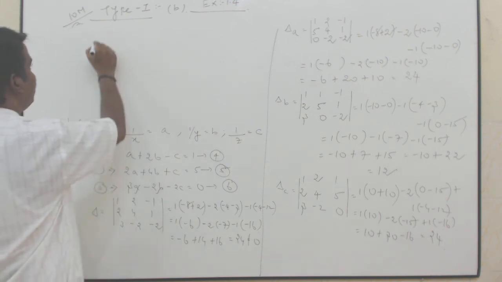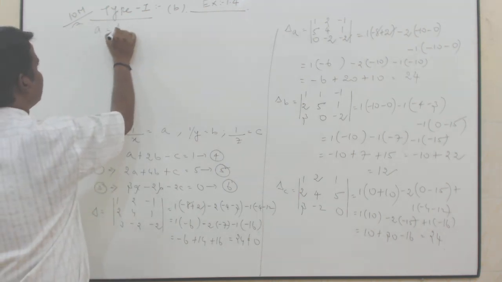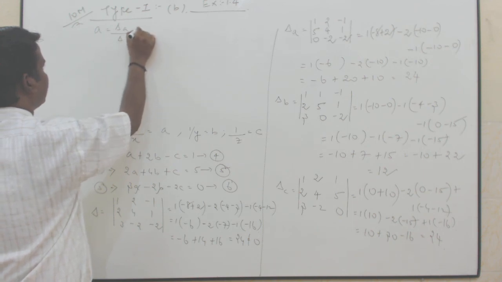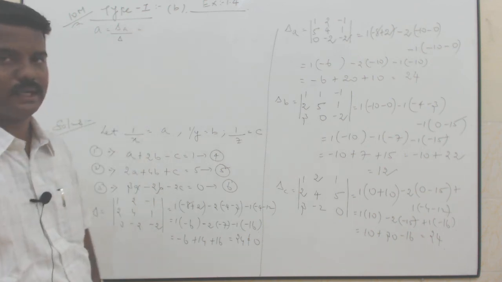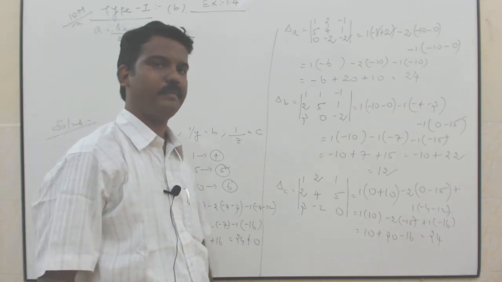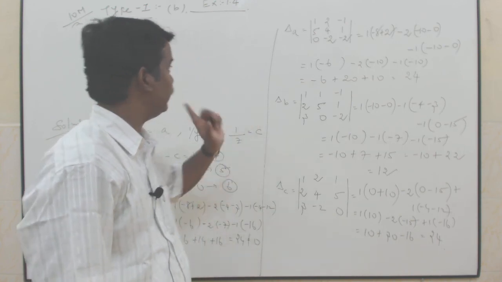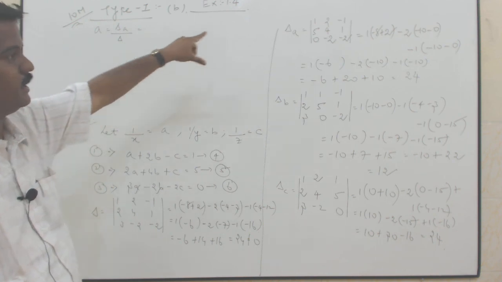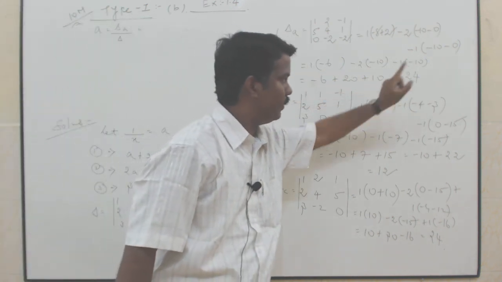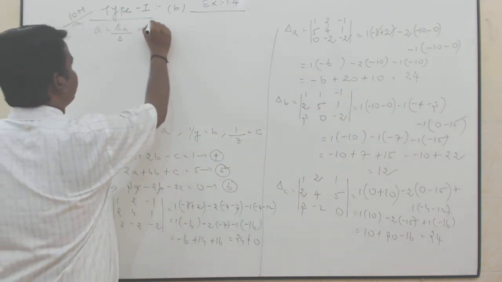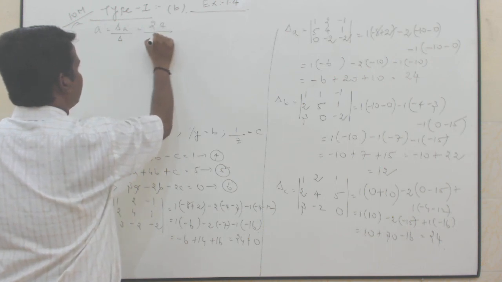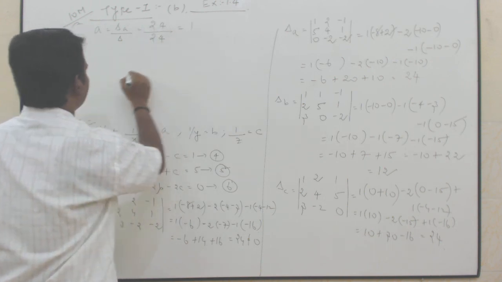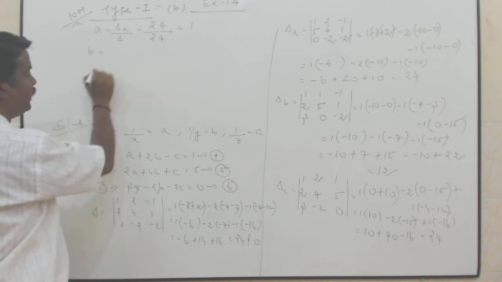Now, by Cramer's rule, how will you find out A? A is delta A by delta. Just as we say delta x by delta for x, in the same way A you should find out like this. Delta A by delta. Can you tell me what is delta A? It is 24. What is delta? It is also 24. It is 1.